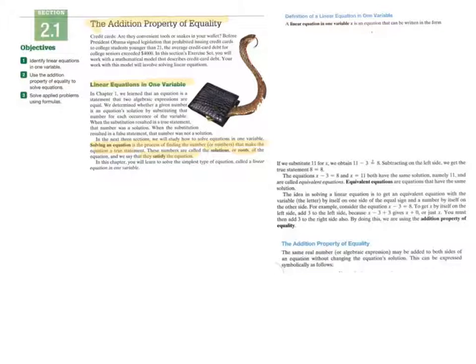A linear equation with one variable is in the form of what's called ax plus b equals c. That means you have your variable of x and everything else is a number. As long as we only have one exponent and one variable, we have a linear equation in one variable. Now when we have equations such as x minus 3 equals 8 and x equals 11, these are equivalent.